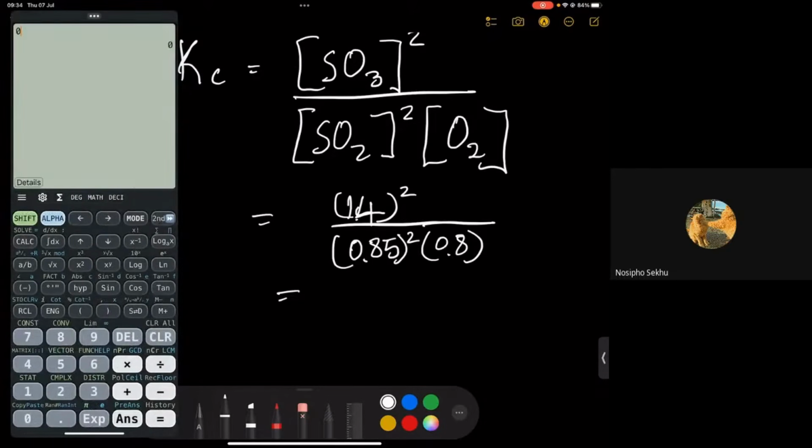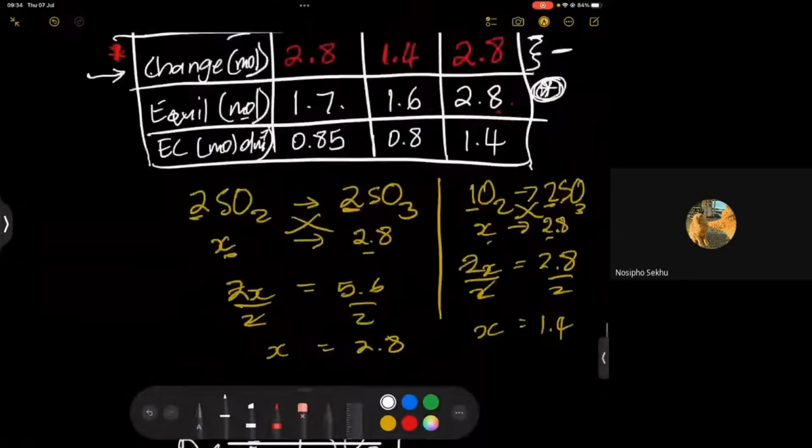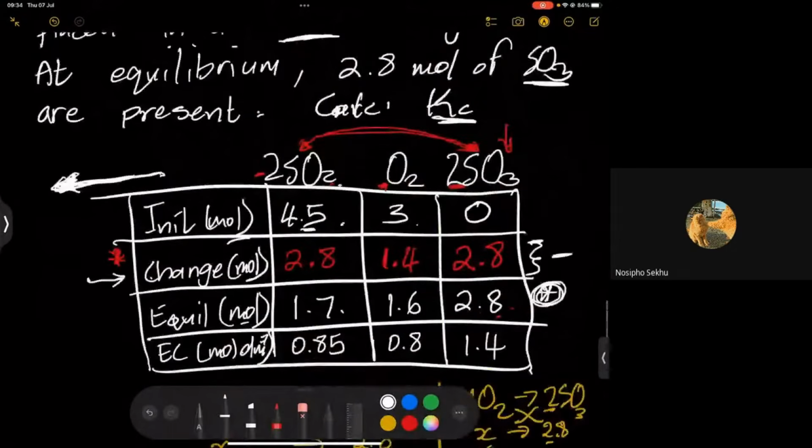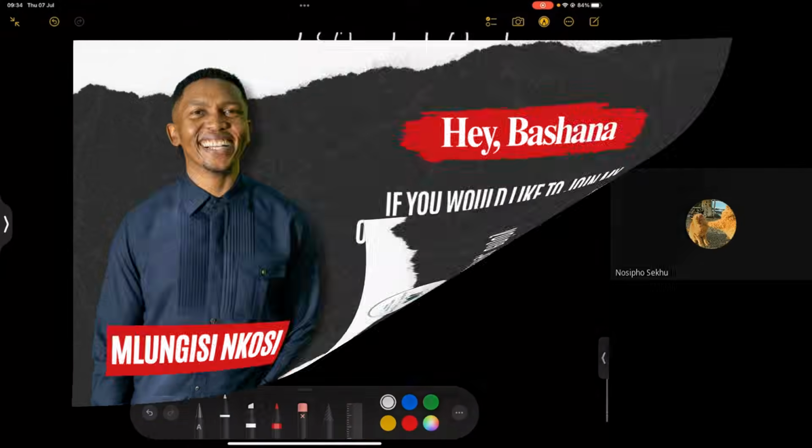So that's 1.4 squared divided by 0.85 squared times 0.8, and we get a value of 3.39. Now notice the Kc value is greater than 1, so it does mean that we are getting a good yield of the products. It means that we've got more products than there are reactants in that case. And of course, you can see it from the numbers. Are we good, ladies and gents?